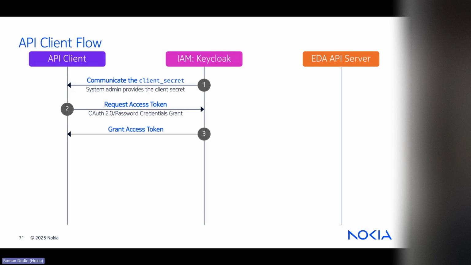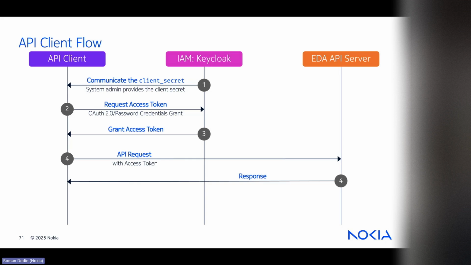Then you have a token granted by Keycloak, you receive the token to your API client, and then you fire off your API request. That is as easy as it is. API request with an access token, you provide it to the EDA API server, and EDA API server will give you a response back. So that's actually it.